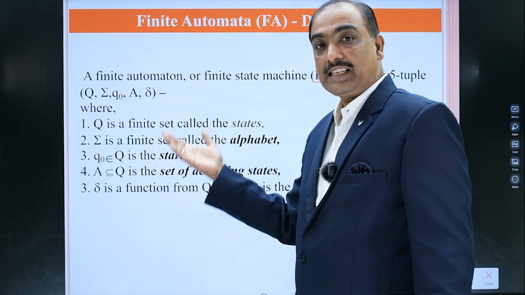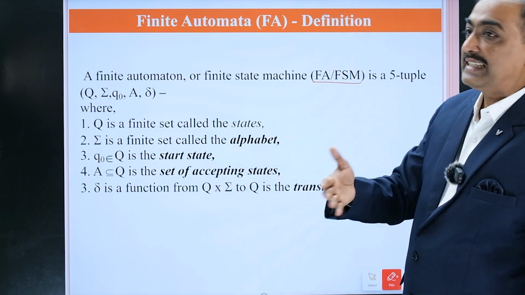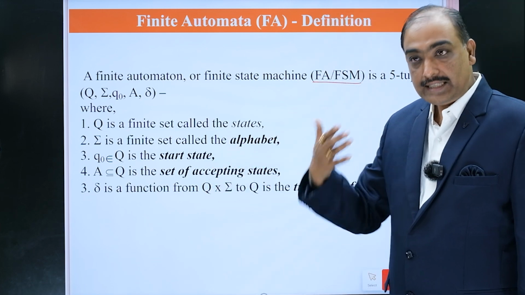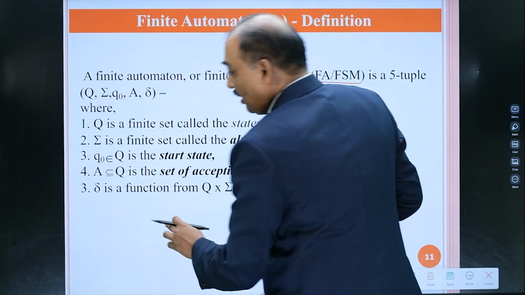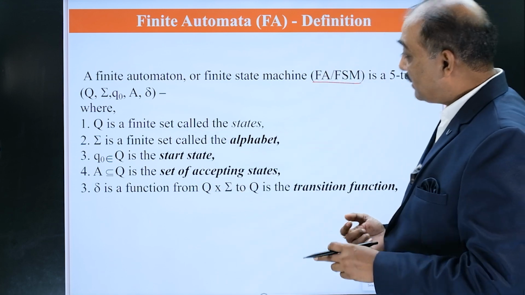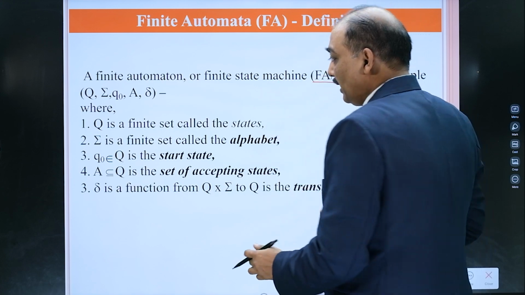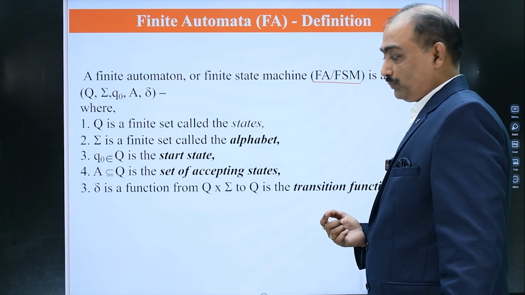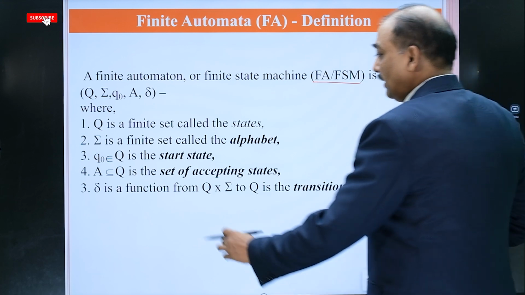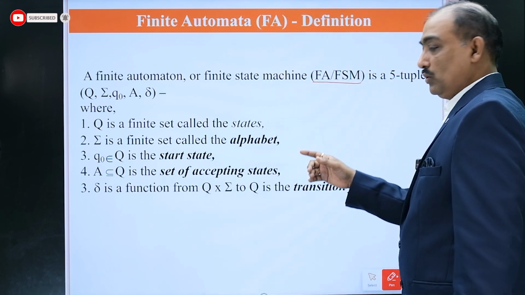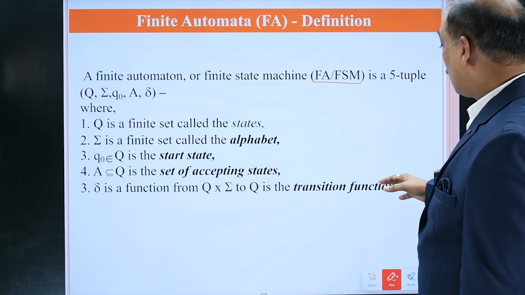Then A is called the accepting state, or sometimes the final states. It is basically a finite set of final or accepting states. That's why we write A is a set, but again there is a constraint on that. It should be a part of our set of states. So we write A is a subset of Q. So it is the set of accepting states or final states. And finally delta. Delta is a function from Q into sigma and it gives Q. That is called the transition function.